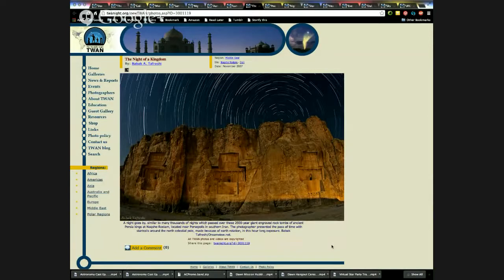It's from a world heritage site in southern Iran near Persepolis. These are tombs from 2,500 years ago. Wow. And right at the top of the cliff, you can see Polaris at the center of all the trails. Yes. Wow, that's gorgeous, just over the rocks. These tombs are nearly 30 meters, 100 feet tall.